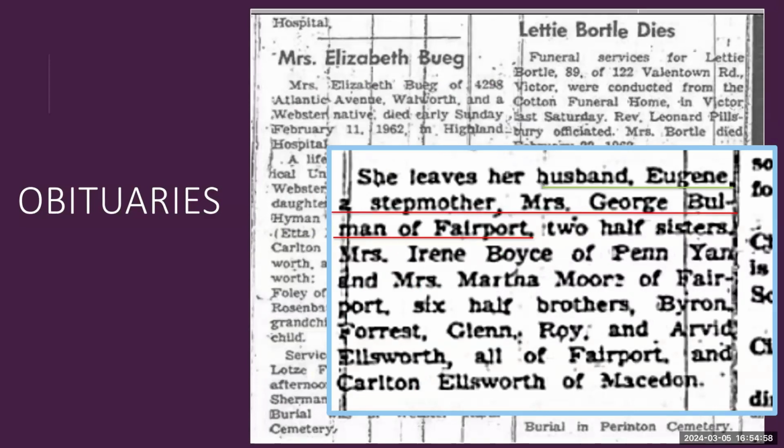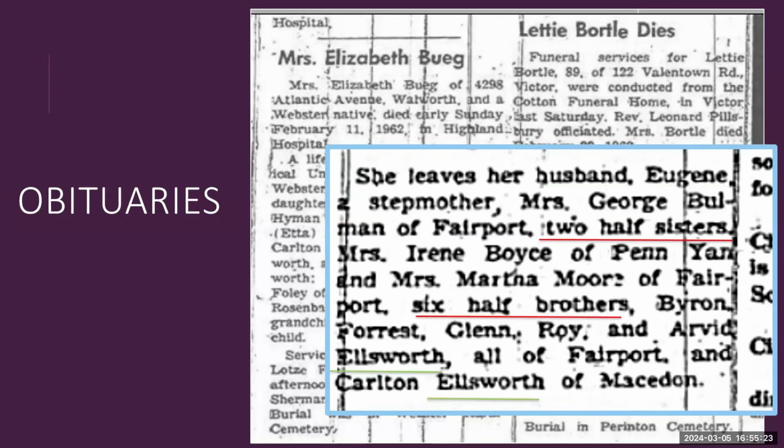In terms of family relationships, first we see her husband's name, Eugene, and then her stepmother is listed, Mrs. George Bullman. With that listing, it is likely that Bullman is Letty's maiden name, but her stepmother could have remarried. Also, George Bullman may be her father's name.